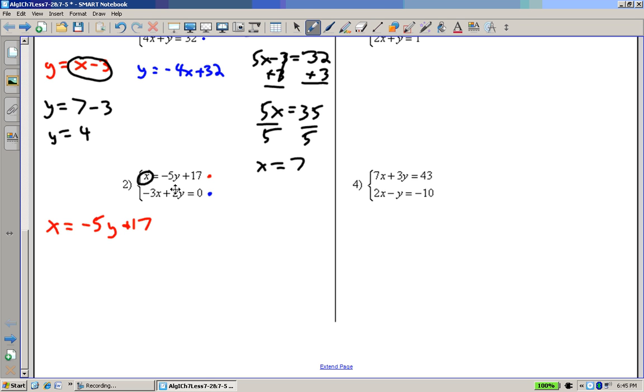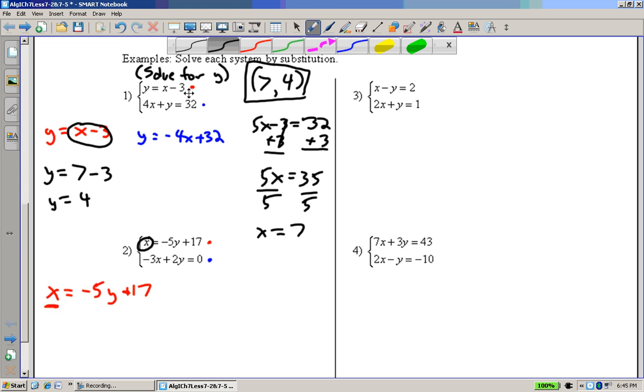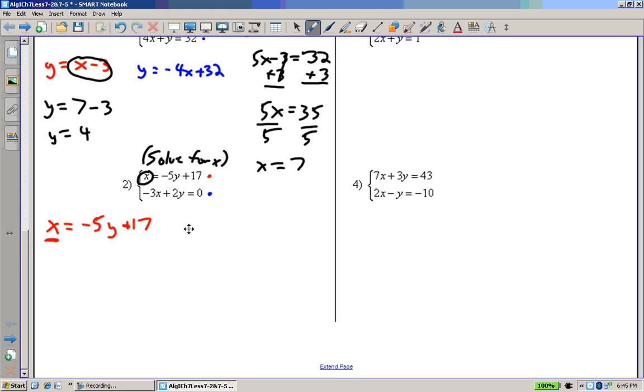And in the blue, since I've already solved for x, I'm going to solve for x in the blue one too. So I'm going to solve for the same thing. Notice up here, to remind myself, I said I'm going to solve for y. Here I'm going to solve for x. Just as a note to myself, it doesn't really matter. And so now I'm going to solve in the blue one for x.